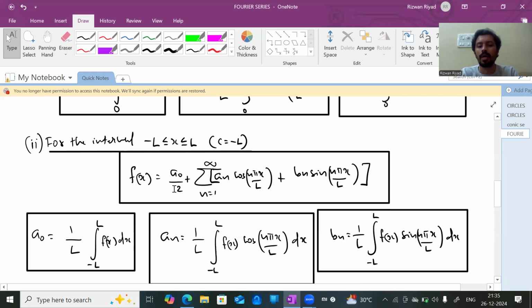So f of x equal to a0 by 2 plus sigma n equal to 1 to infinity an cos n pi x by L plus bn sin n pi x by L. This is bn sin n pi x by L.